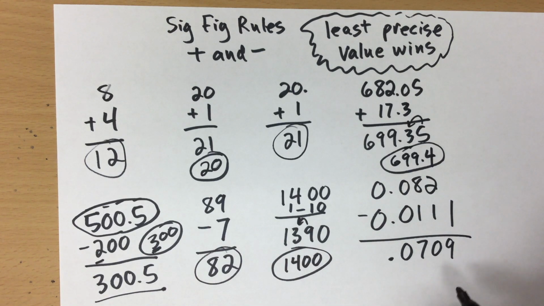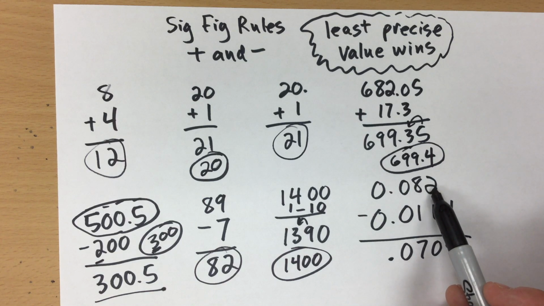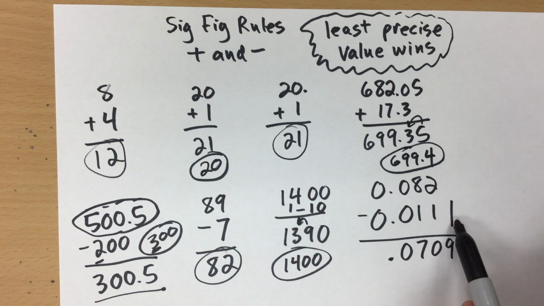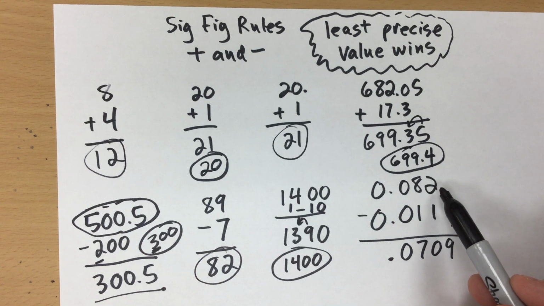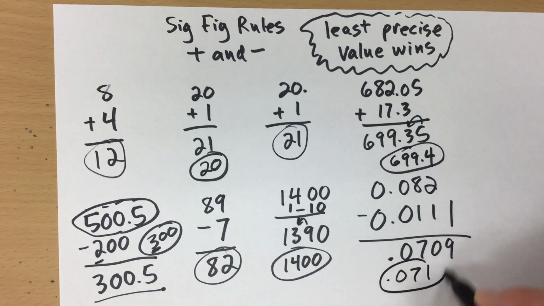And subtracting these two, this one is measuring to the hundreds and thousands. This one's measuring to the hundreds, thousands, and 10,000s. This one is least precise, so I can only go to that level. So it's going to be 0.071 for my final answer.